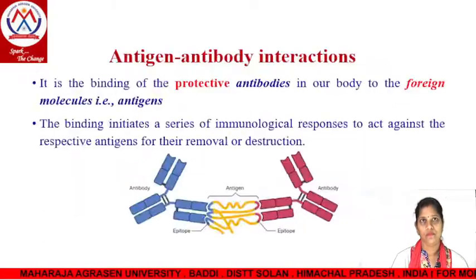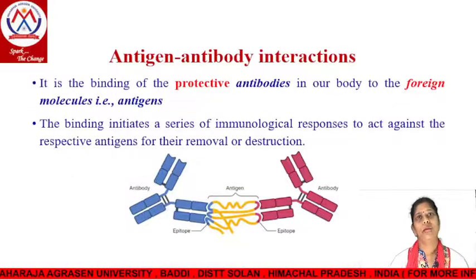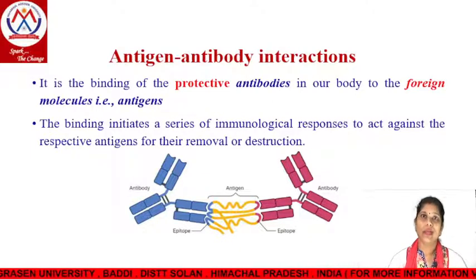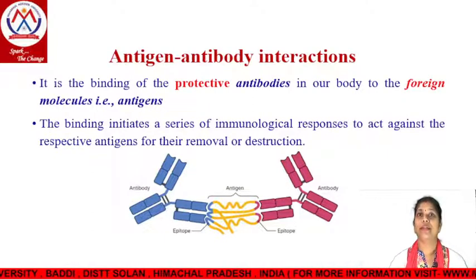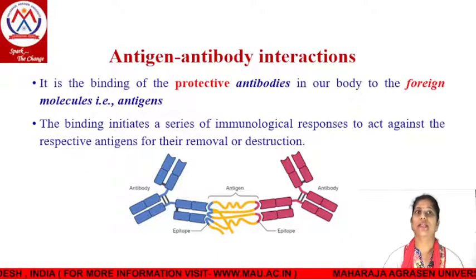Now we will come to our main topic, the antigen-antibody interaction. I hope you are very well clear with the terms antigen and antibodies. Now, we will understand how these antigens and antibodies interact with each other. This interaction is defined as the binding of the protective antibodies in our body to the foreign molecules, that is the antigens. Please note that the antibodies are the protective ones and the antigens are the foreign molecules. The binding initiates a series of immunological responses to act against the respective antigen for its removal or destruction.